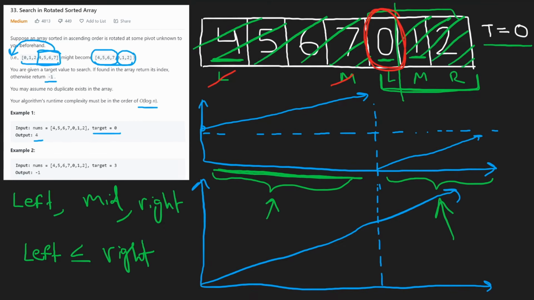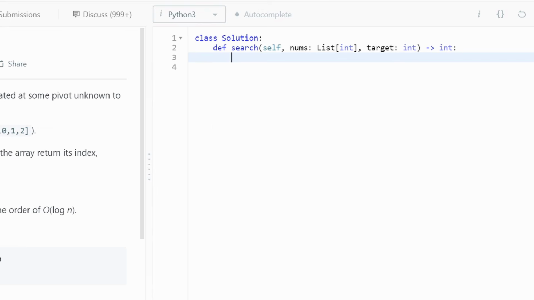So this is kind of a visualization for it. Now let's actually look at the code to better understand what these cases are going to look like. Okay, so when you're doing binary search, first thing you do is initialize your pointers. So we have a left and we have a right. Left is going to be 0, right is going to be the length of the array minus 1.